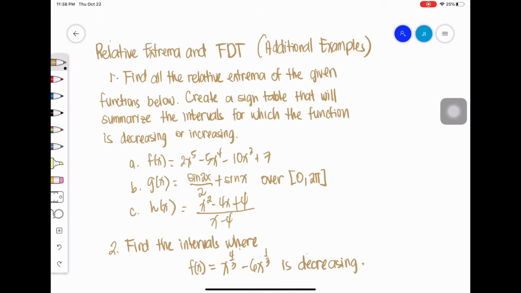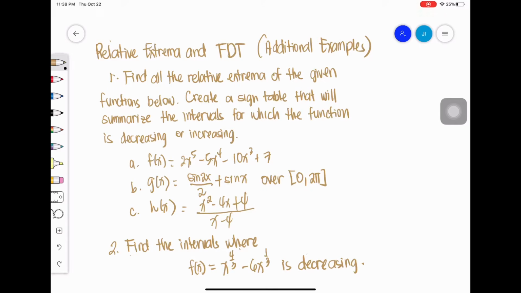Hello, for this part, we'll discuss additional examples on how to determine relative extrema of a function by virtue of the first derivative test. And we have this set of examples given below. For the first part, we are to find the relative extrema of the given functions, and we are to create a sign table that will summarize the intervals for which they are increasing or decreasing.